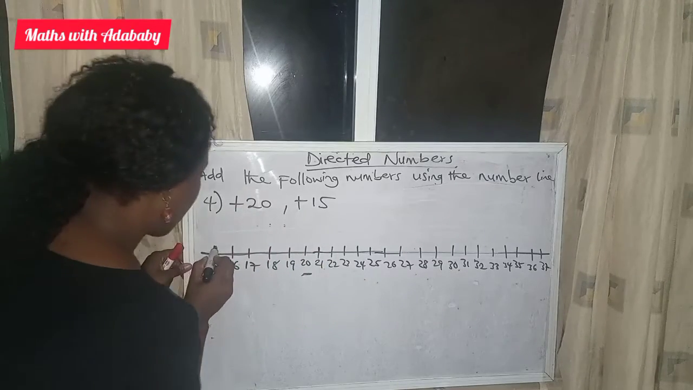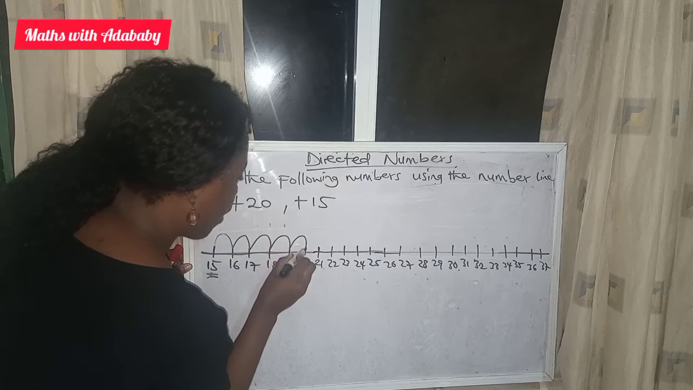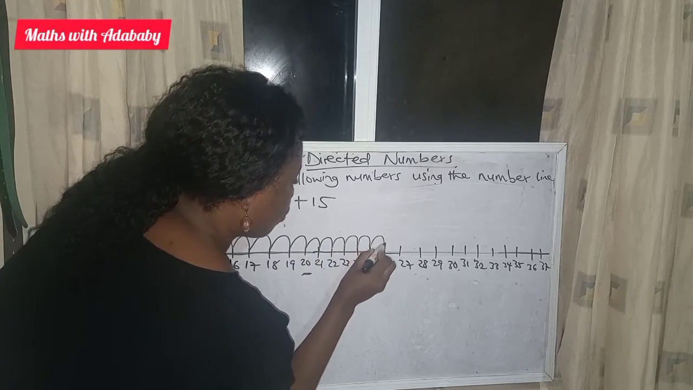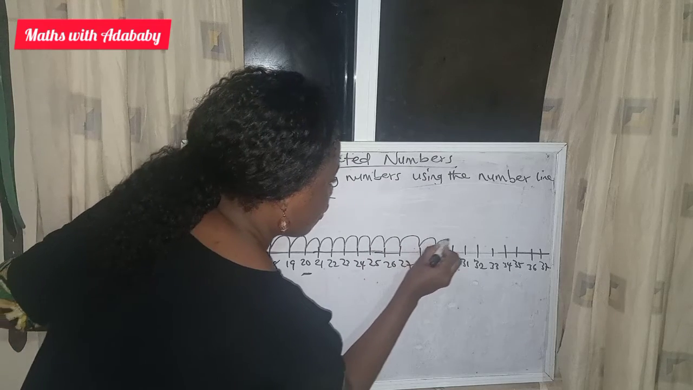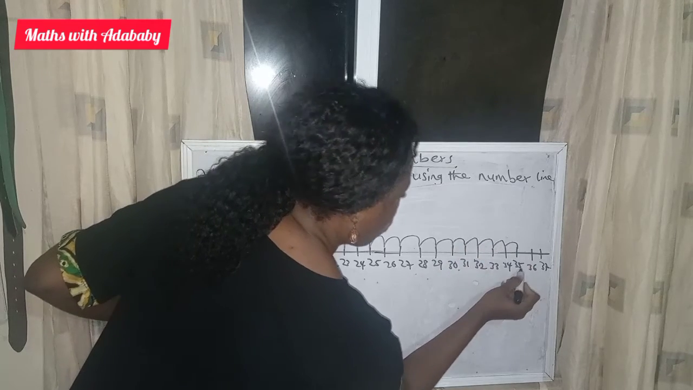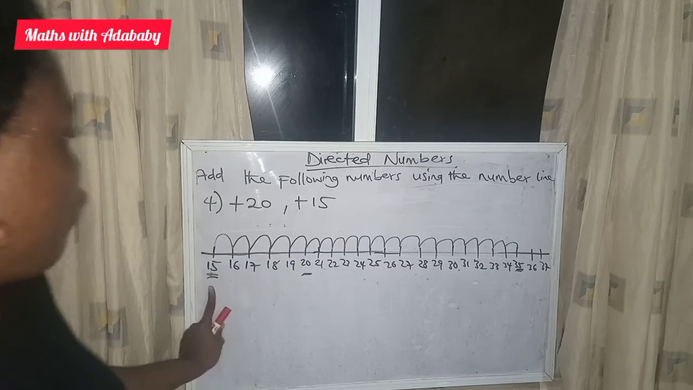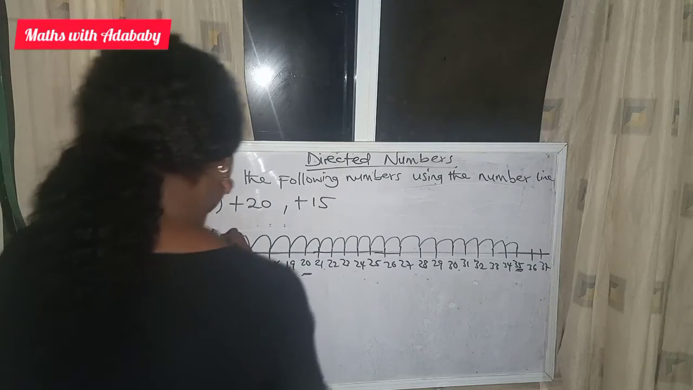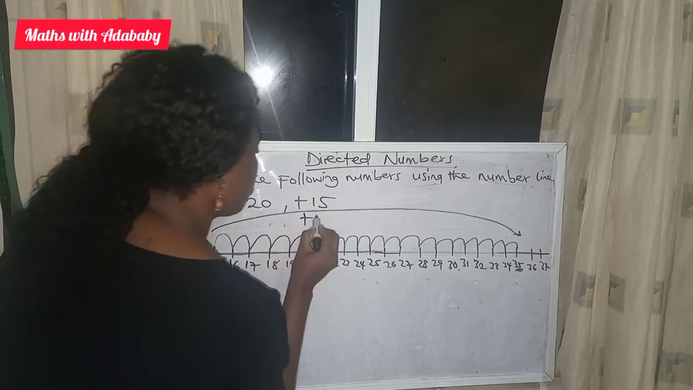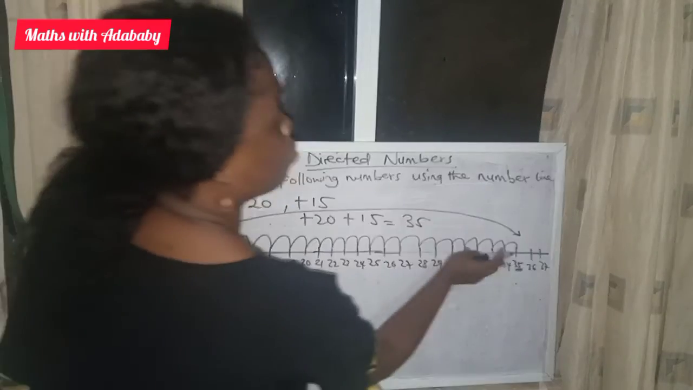Now follow me as we count. You see 1, 2, 3, 4, 5, 6, 7, 8, 9, 10, 11, 12, 13, 14, 15, 16, 17, 18, 19, 20. Wow! So we have identified 20 points from 15. So that means this is what this represents. So plus 20 plus 15 will represent 35. And that is why the arrow got to the point of 35.